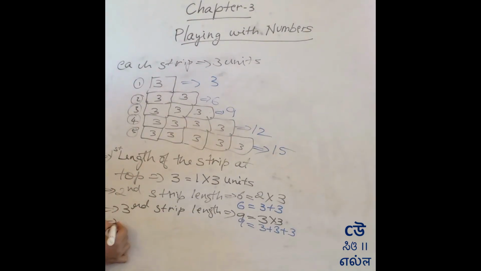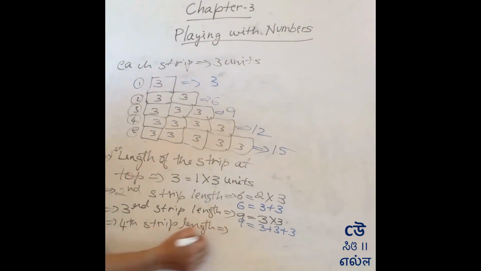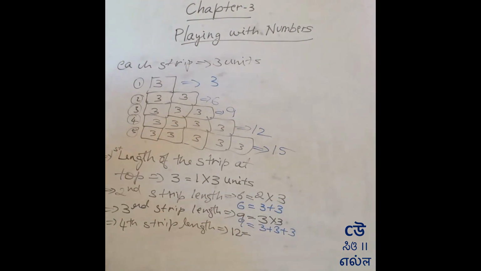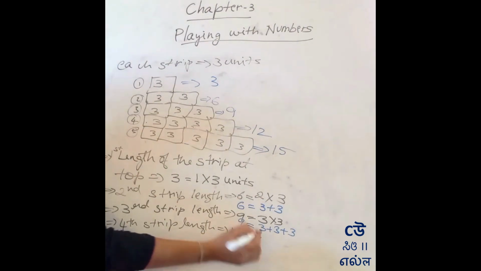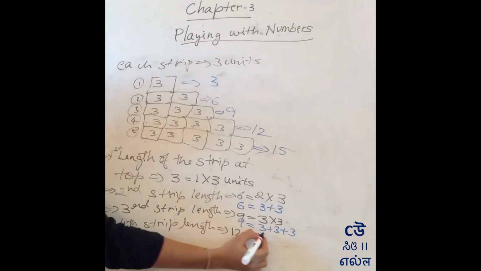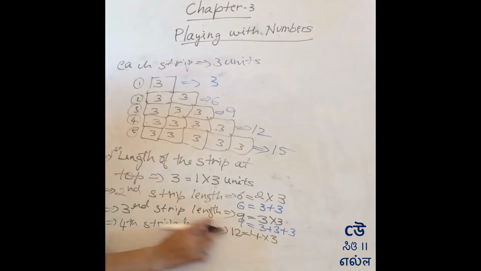Next, fourth strip length. Fourth strip length is 12. So 12, how many strips do we have? 1, 2, 3, 4. We have 4 strips. So I can write as 4. Then what is the length of each strip? Length of each strip is 3 units. So 4 into 3, we got 12 as the length.